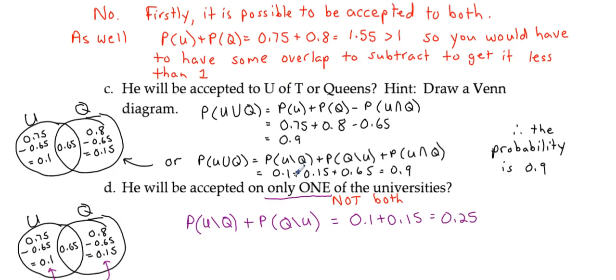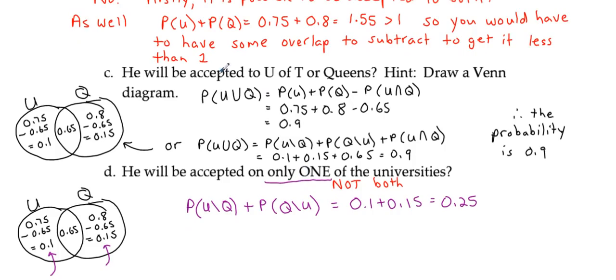Now a little bit of a twist to this question. Rather than saying just OR, this is saying he will only be accepted to 1, which means not both. So that means you're only looking for the U only and the Q only. So it's the probability of getting into U of T but not Queens, which is 0.1, plus the probability of getting into Queens but not U of T, which is 0.15. So that works out to 0.25. So do make sure you know the difference between these two questions.